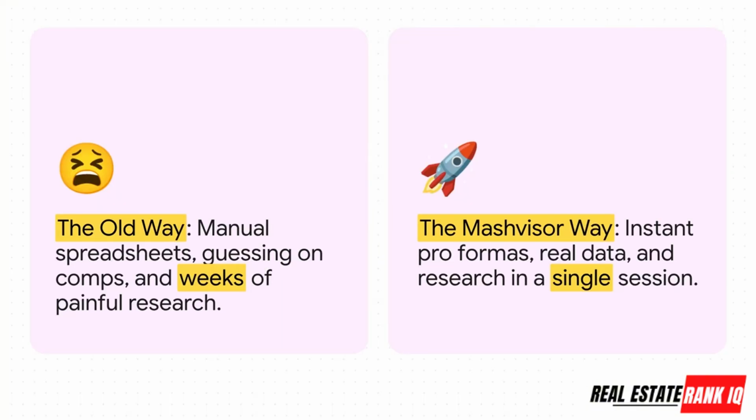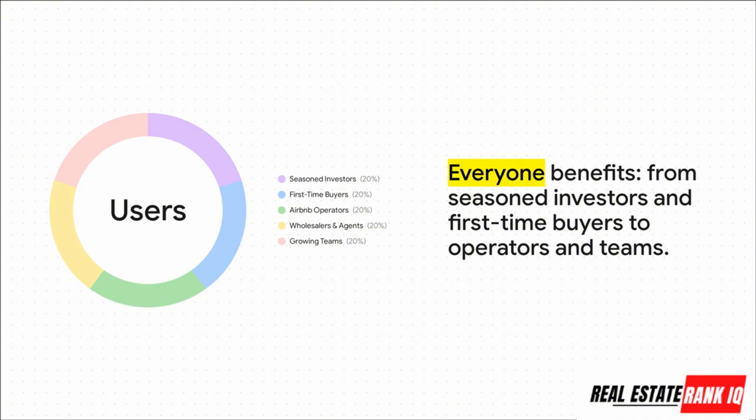Let's just put it side by side. The old way, manual spreadsheets, guessing on comps, and weeks of your life gone. The Mashvisor way, you get instant pro formas, you're using real data from the MLS and Airbnb, and you get it all done in a single afternoon. And who's this for? Well, seasoned investors use it to find deals way faster. First-time buyers use it to find clarity and hidden gems. Airbnb hosts use it to max out their revenue. Even wholesalers and agents use it to package deals with solid data backing them up. It's a game changer for everyone.